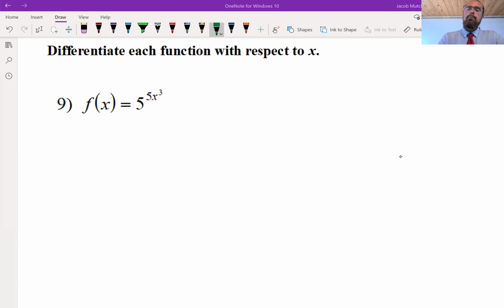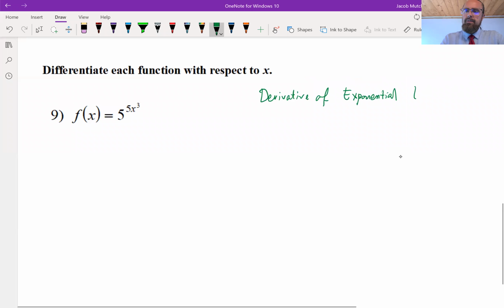So let's build that rule to the side. And we'll call this the derivative of an exponential function base a. And we're saying here that a is any positive integer.